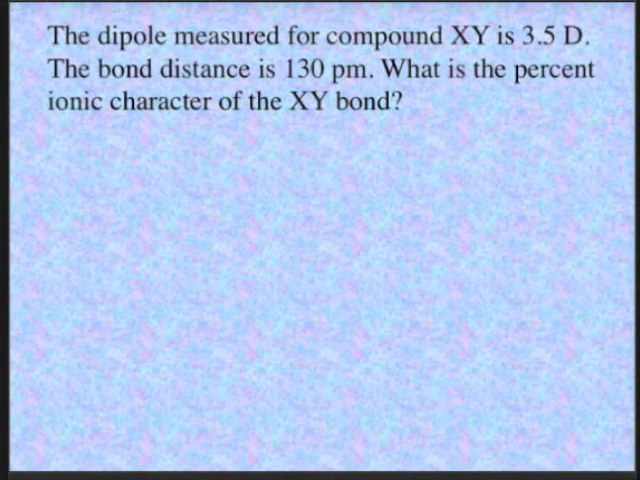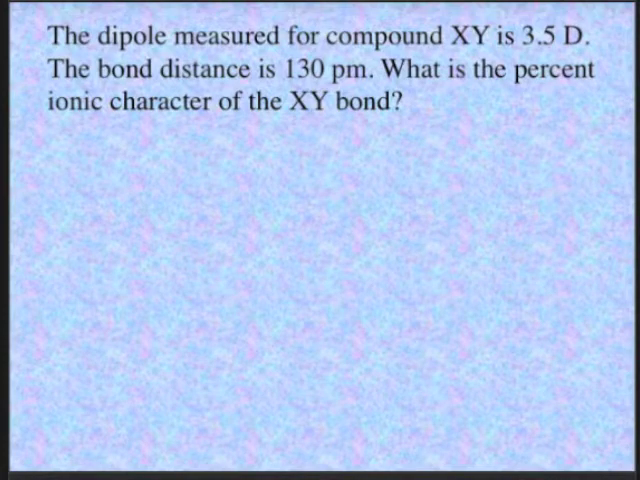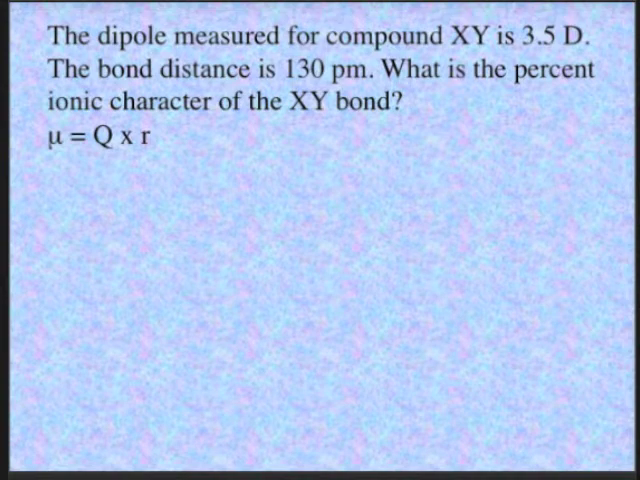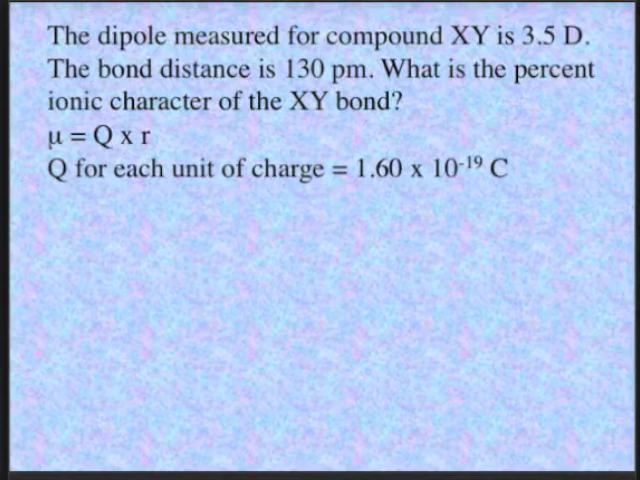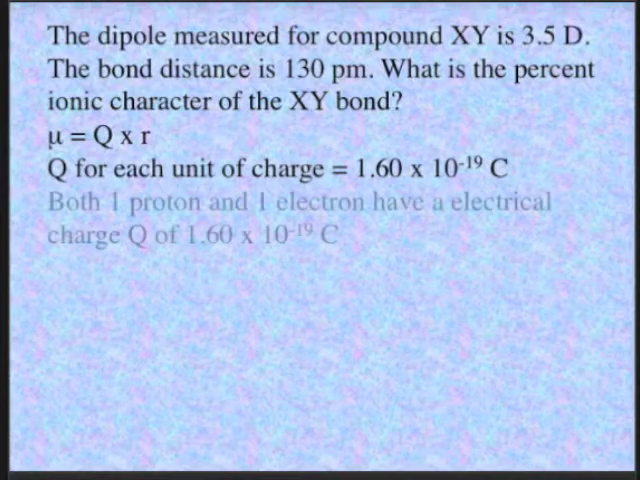So, as an example, let's say the dipole moment for compound XY is 3.5 debye. And the bond distance is 130 picometers. What is the percent ionic character of this XY bond? So here's our formula. Mu equals Q times R. Q for each unit of charge, that's the charge of a proton and the charge of an electron, is 1.6 times 10 to the minus 19 coulombs.